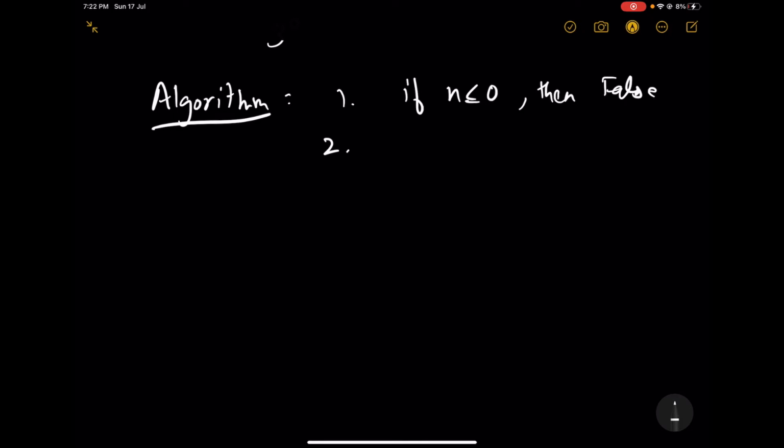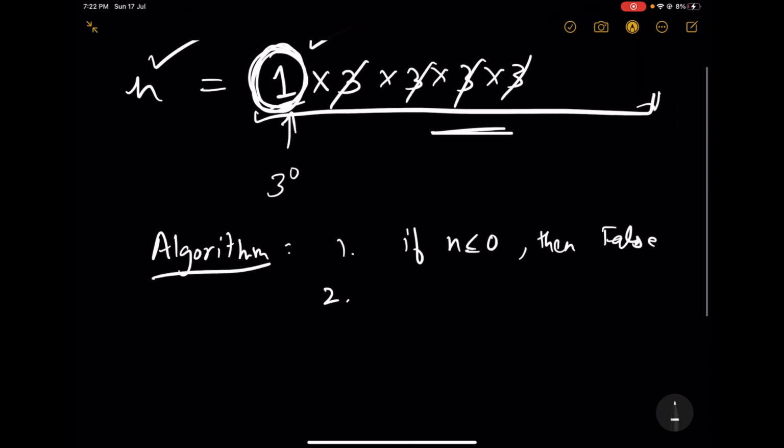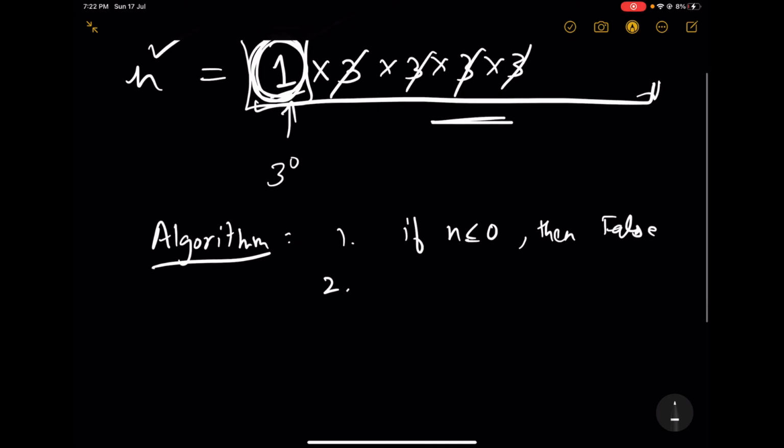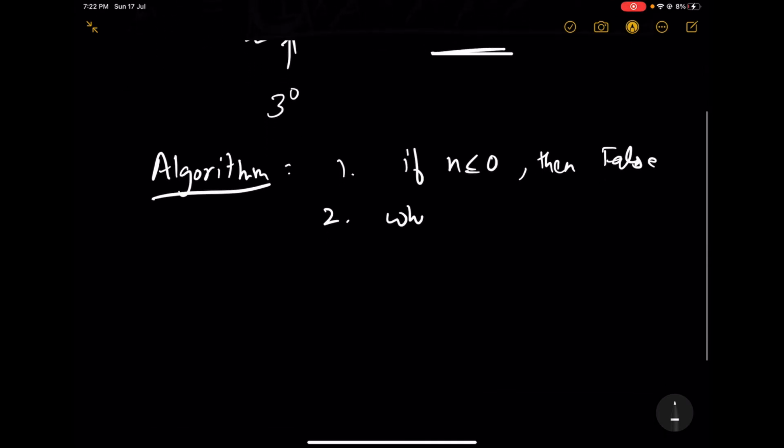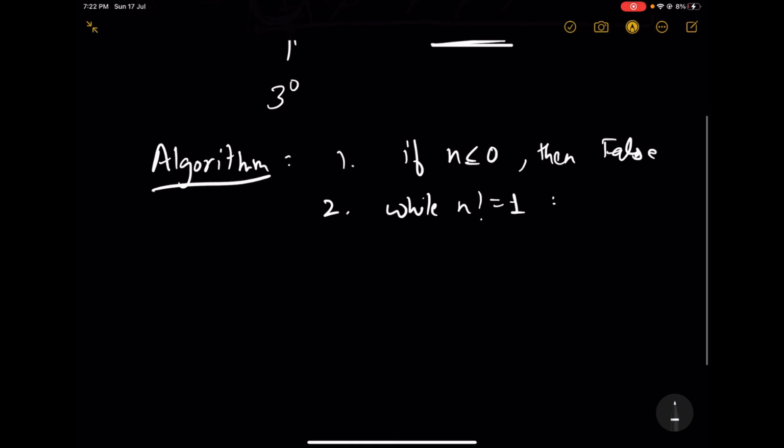Okay, so how do we do this operation again and again and again? We put it in a while loop. The condition for ending the while loop would be if we are able to reach the number 1. So that means that while n is not equal to 1, we should keep dividing the number by 3.